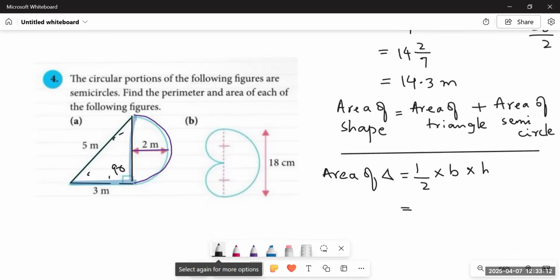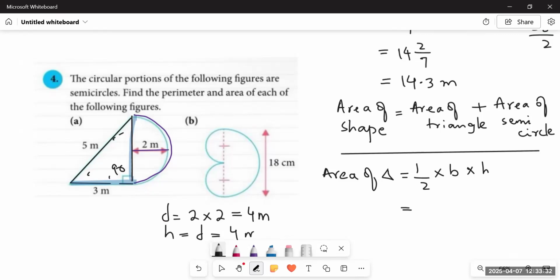And we know that diameter is double the radius. Since the radius is given as 2 meters, its diameter would be 4. So we can say that diameter is equal to 2 multiplied by 2, which is 4 meters. And this diameter is equal to the height. So the height would also be 4 meters, right?